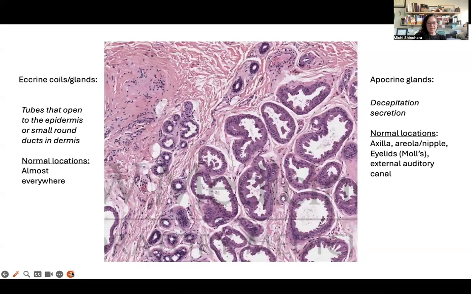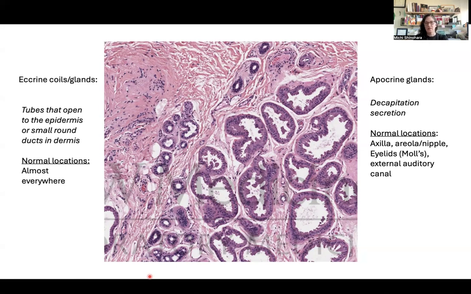One of the first structures that I want to talk about are eccrine coils, eccrine glands. These are basically sweat glands, and they're seen in the skin as small glands or tubes that generally open into the epidermis. You can see collections of them as seen here, and they are present almost anywhere on the body, but they are more prevalent in certain areas that are very sweaty: hands, feet, armpits, groin.